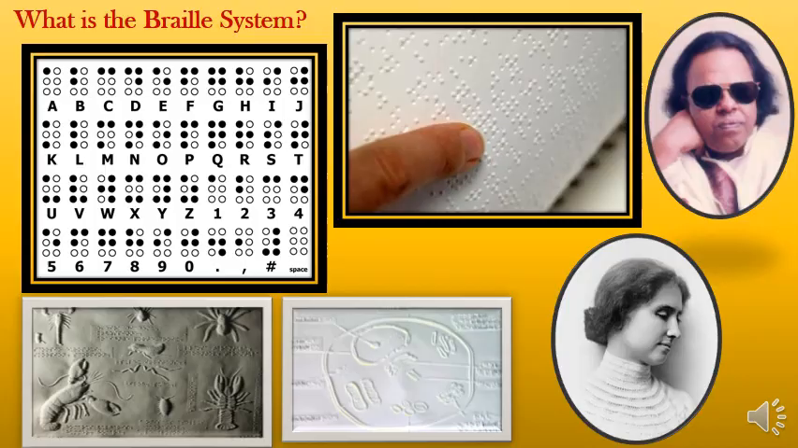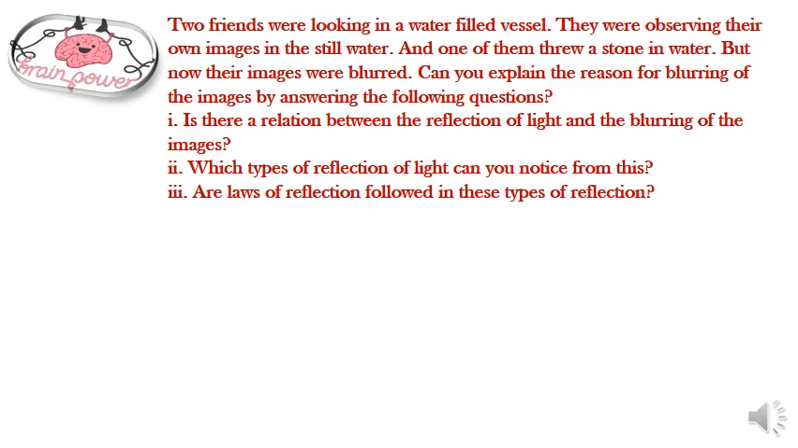Now here is the time to use your brain power. First question. Two friends were looking in a water-filled vessel. They were observing their own images in the still water and one of them threw a stone in the water. But now their images were a little blurred. Can you explain the reason for blurring of the images by answering the following questions?